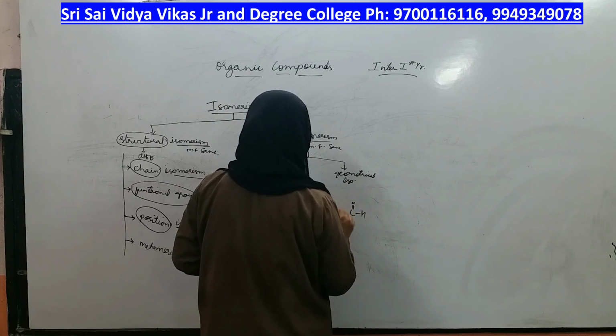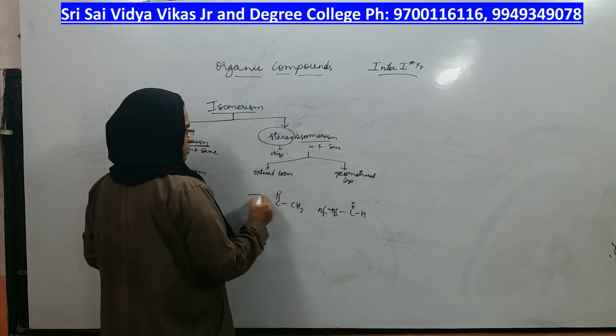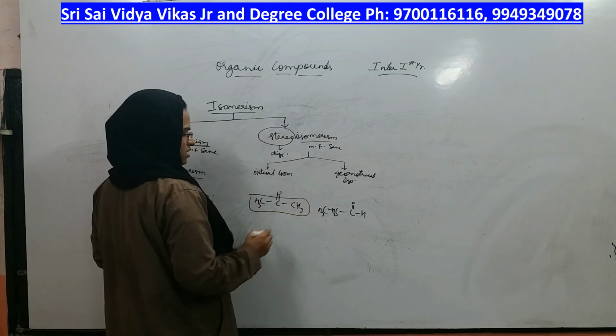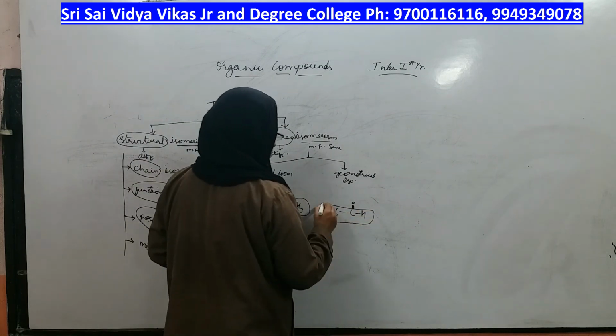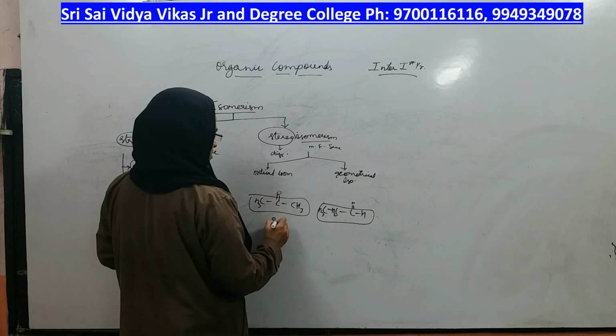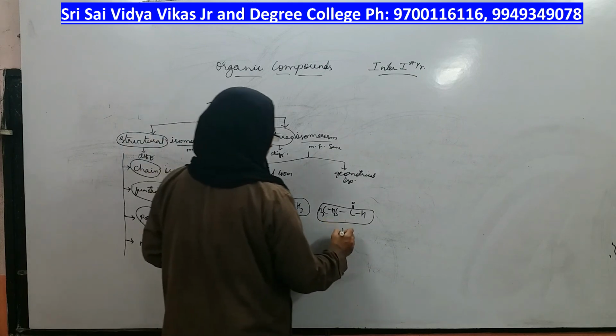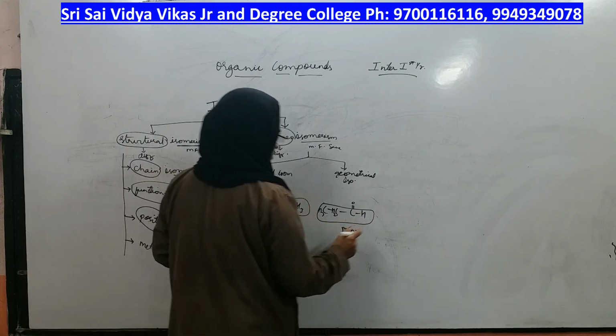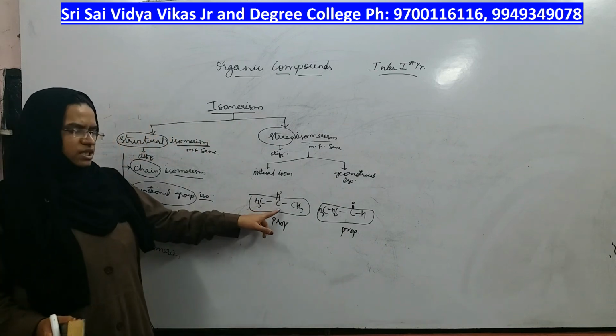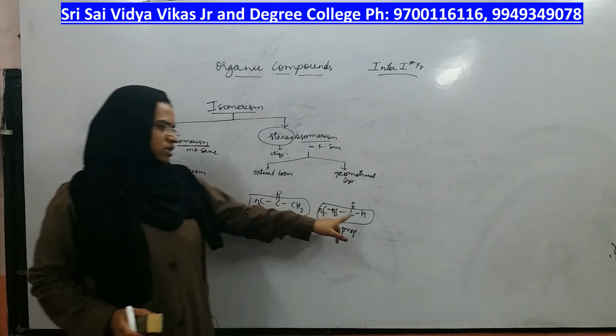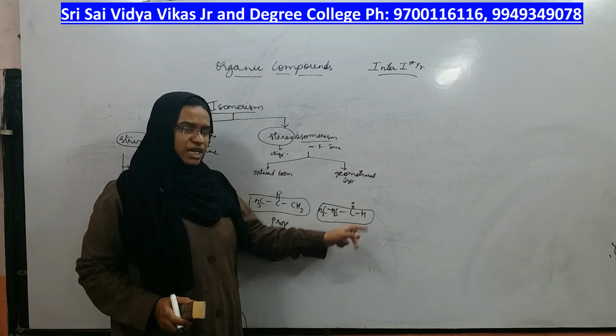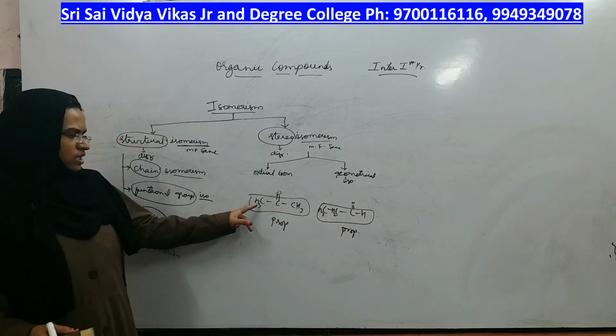How many carbons are present in the root word here? The root word has 3 carbons, right? And this root word also has 3 carbons. 3 carbons means prop, 3 carbons means prop, right? What is the functional group present in this compound? Ketone. What is the functional group present in this compound? Aldehyde, right? Is the molecular formula the same or not?